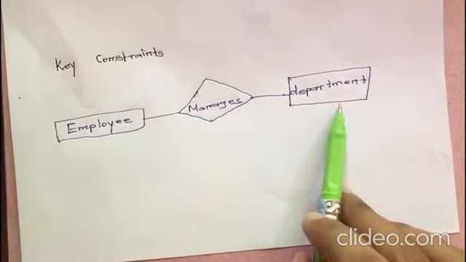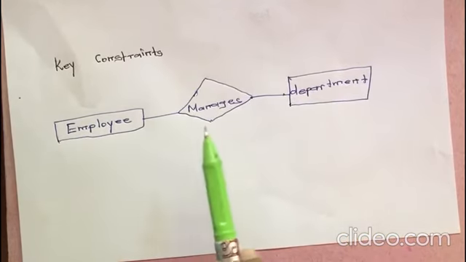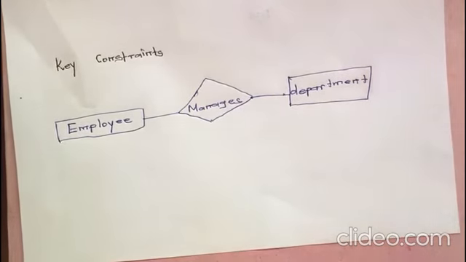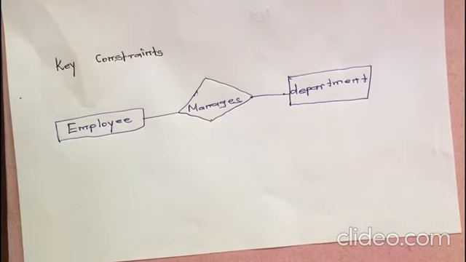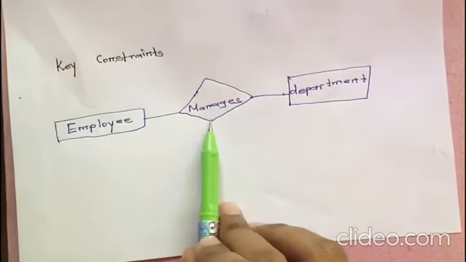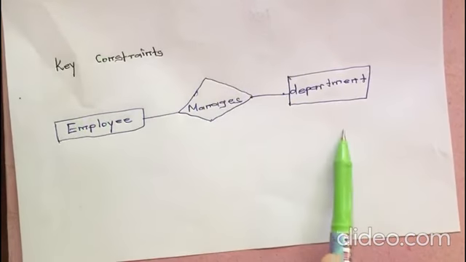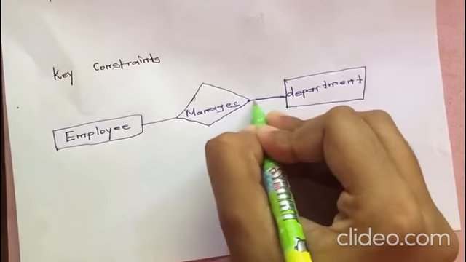The restriction that each department has at most one manager is an example of a key constraint. It implies that each department has a restricted relationship with the manages relationship, which allows only one instance of managers. This restriction is indicated in the ER diagram using an arrow like this.